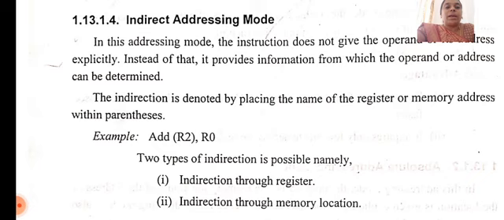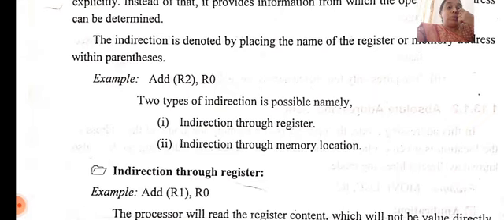For example, add (R2), R0. Here (R2) is indirect addressing mode. How to identify indirect? By using the parentheses. Two types of indirection are possible. First, indirection through register. Second, indirection through memory location. Indirection through register means, for example, add (R1), R0.